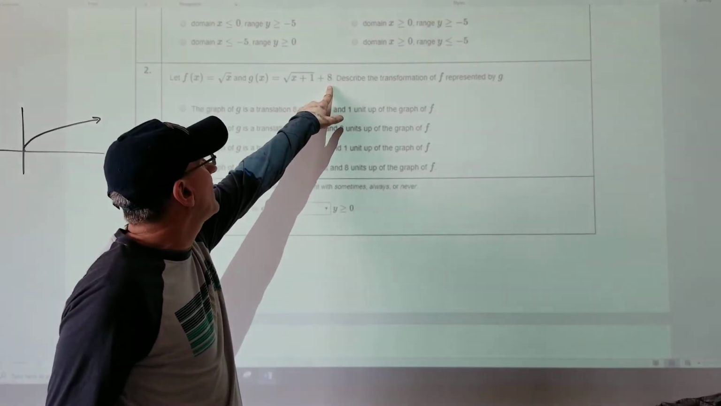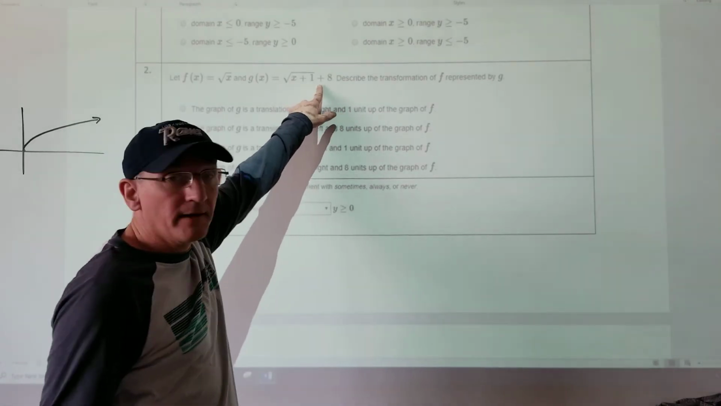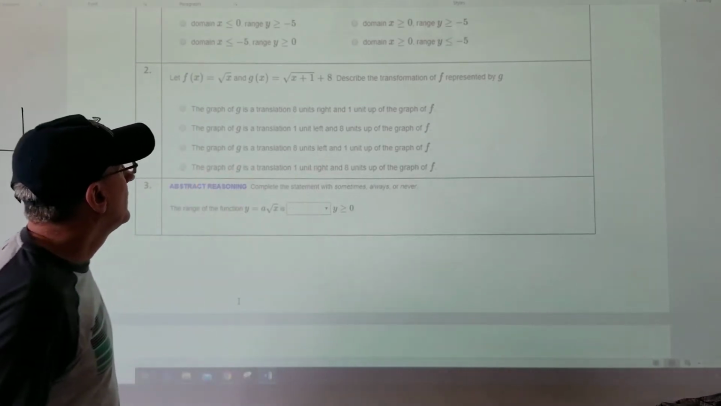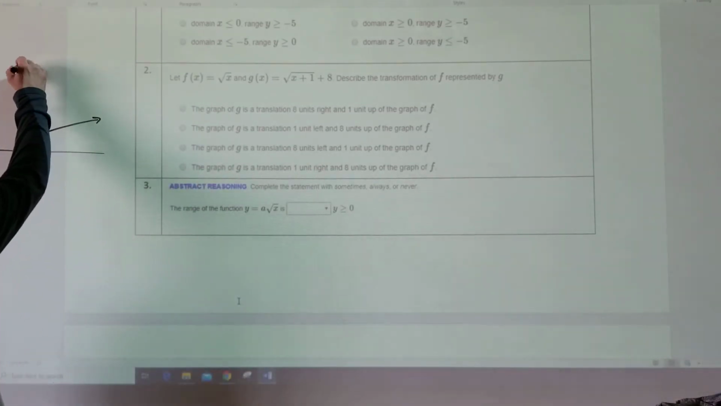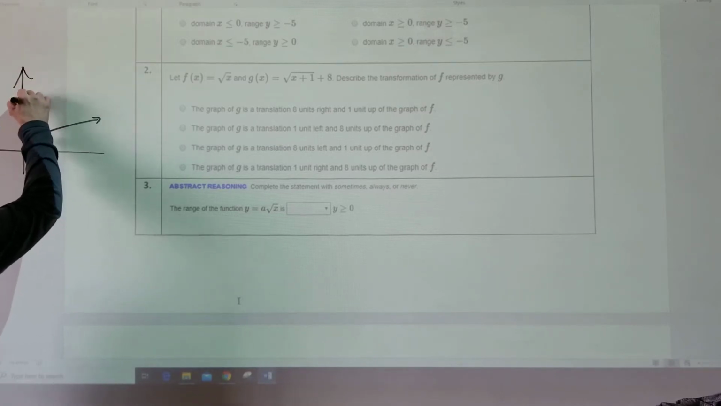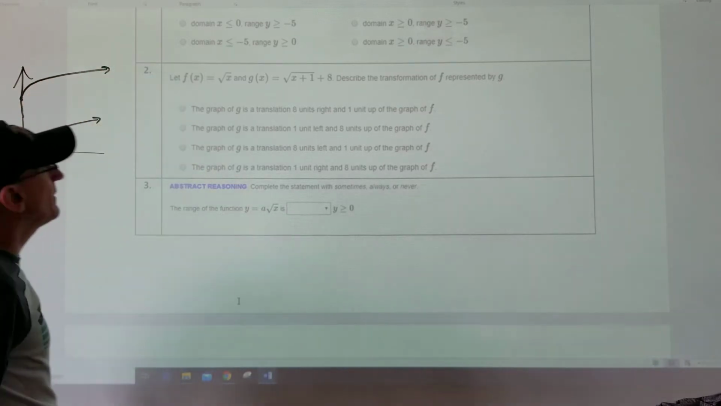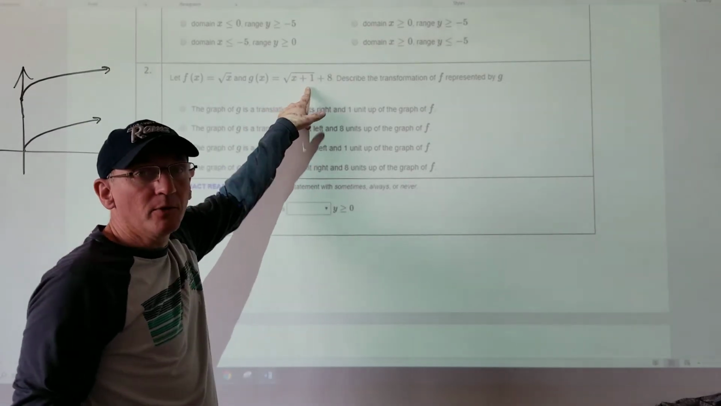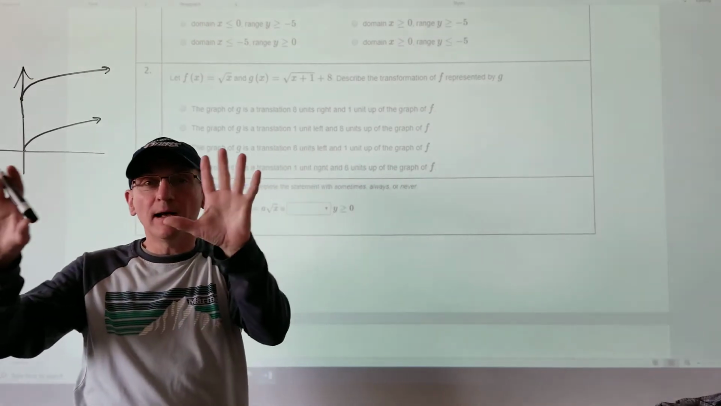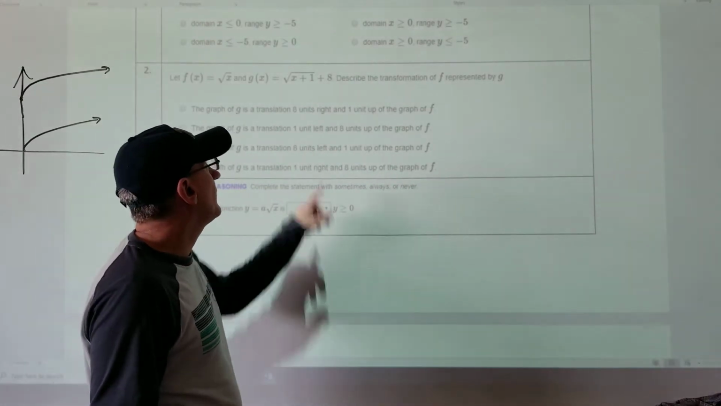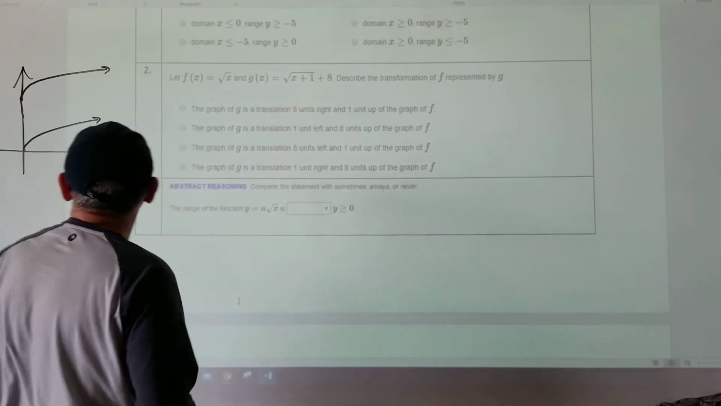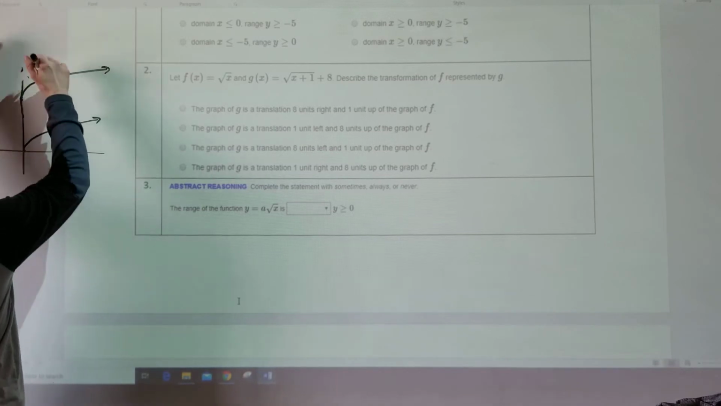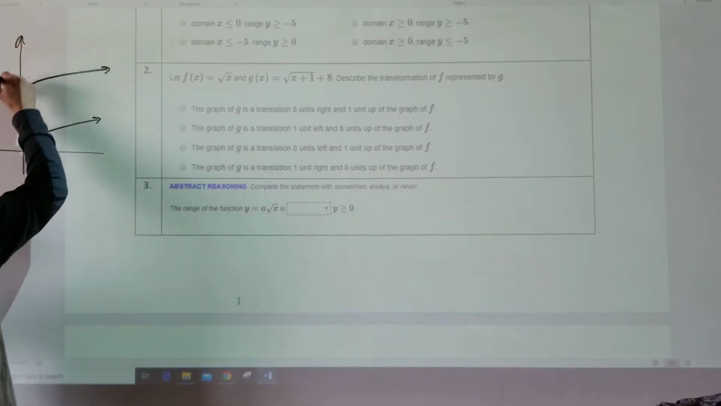A minute ago we saw minus 5 would take us down. Plus 8 is going to do what? It's going to raise us up. So we should get a translation in this direction, 8 units. Then the other thing that should happen is the plus 1 inside of there, that should actually move the whole package to the left 1 unit. If I had minus, it would go to the right inside of there. So I'm talking about this graph translated that way. So a pretty good sketch would look something like this.